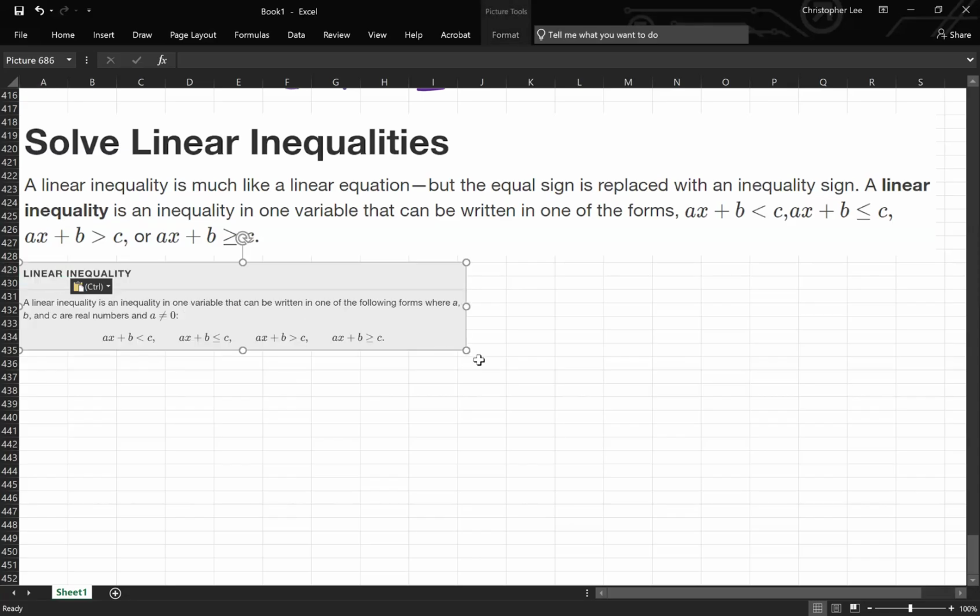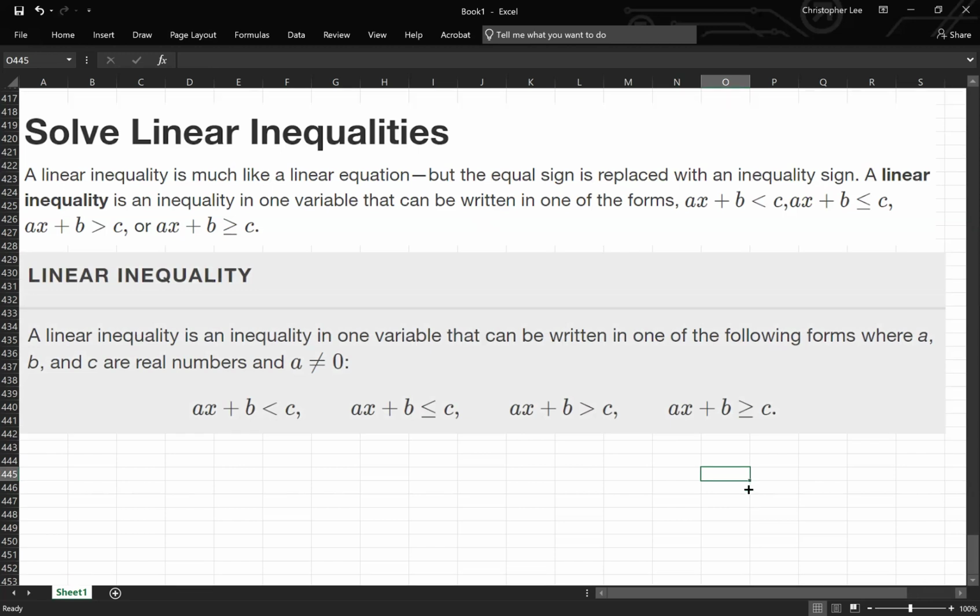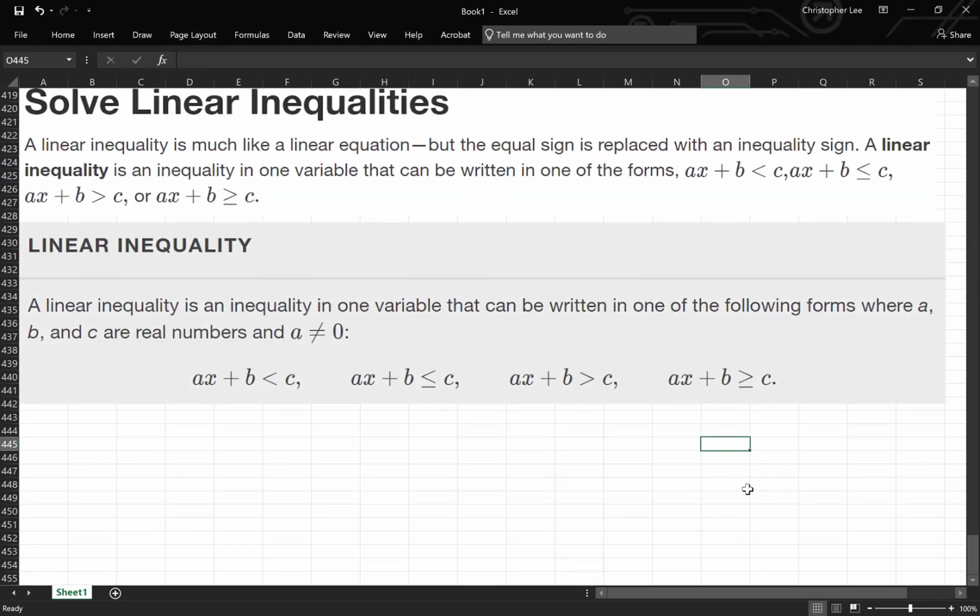Let me just define that for you guys a little bit. So a linear inequality is an inequality in one variable that can be written in one of the following forms, where a, b, and c are real numbers and a cannot equal 0. That's important. All right. So ax plus b is less than c is one form. It can also be written as ax plus b is less than or equal to c. It can also be written as ax plus b is greater than c. And it can also be written as ax plus b is greater than or equal to c as well.